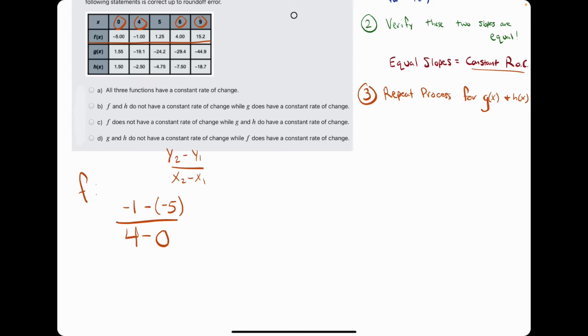All right, so I'll go ahead and write that out, and we may be able to at least write this mostly by hand. Let's see, so -1 minus the -5 would be -1 plus 5, which should give us 4, divided by 4 minus 0, which is 4, which is equal to 1.